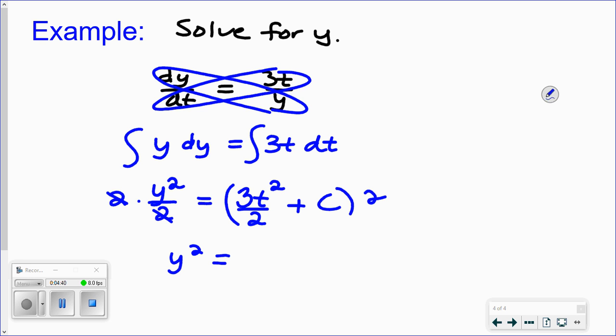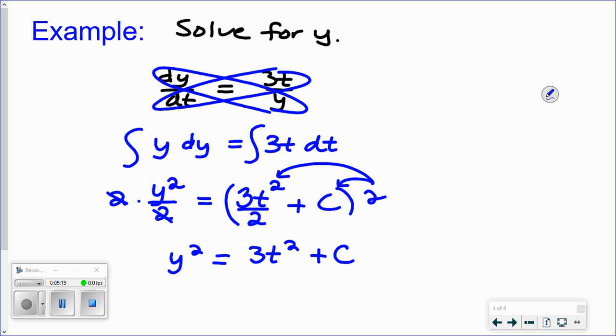Technically, you are distributing the 2. 2 times 3t squared over 2 is just going to equal 3t squared. Now, 2 times c is still some unknown constant, so don't write that as 2 times c. We're just going to write it as another plus c, because we still don't know what that constant is, and 2 times some unknown constant is still an unknown constant. That's one of the key things to think about when you're solving these equations.